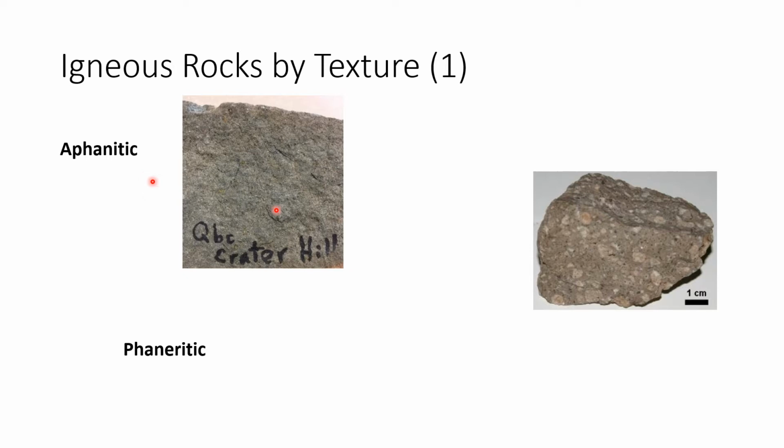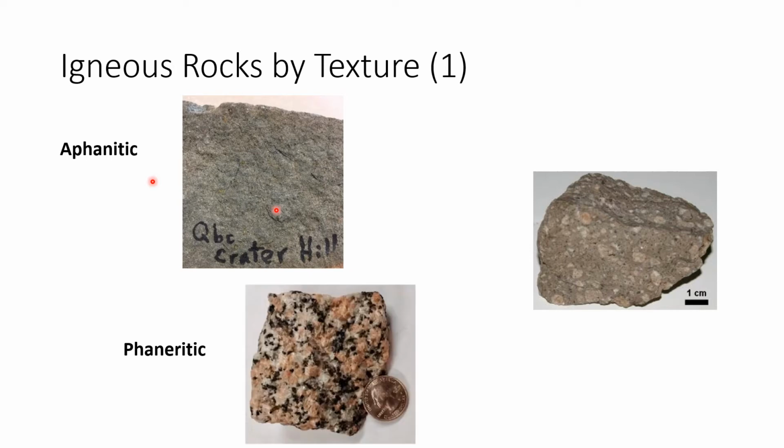Aphanitic. And it was what type of igneous rock? Apparently extrusive igneous. Aphanitic and extrusive go together. Cooled very quickly, and the crystals didn't have time to form. So contrast that, exact same chemistry again, to this one.